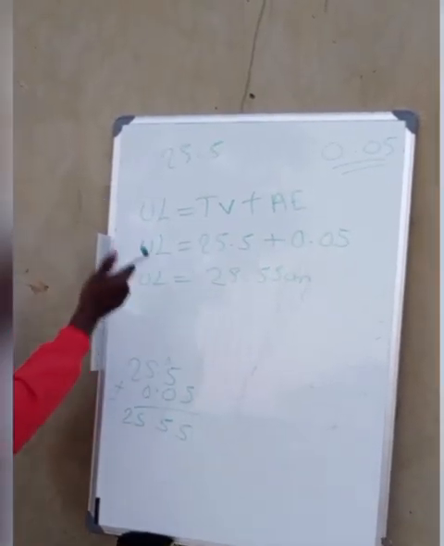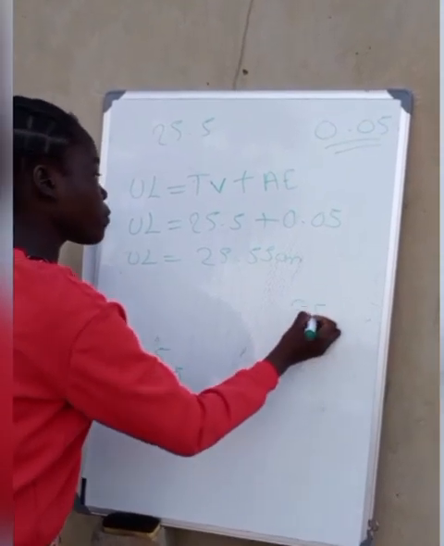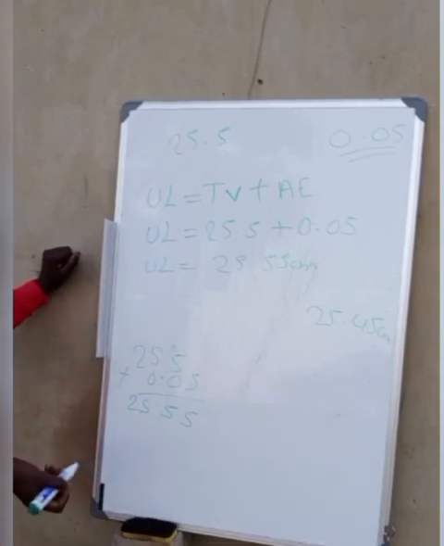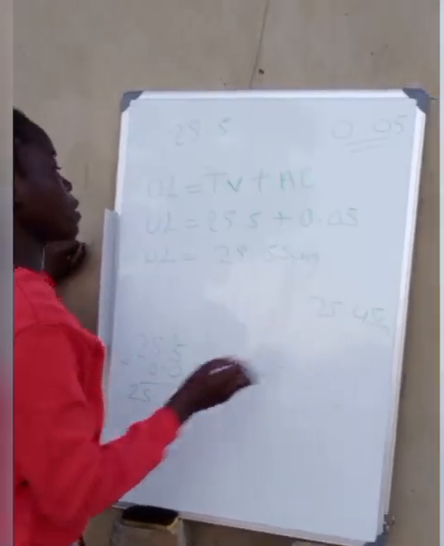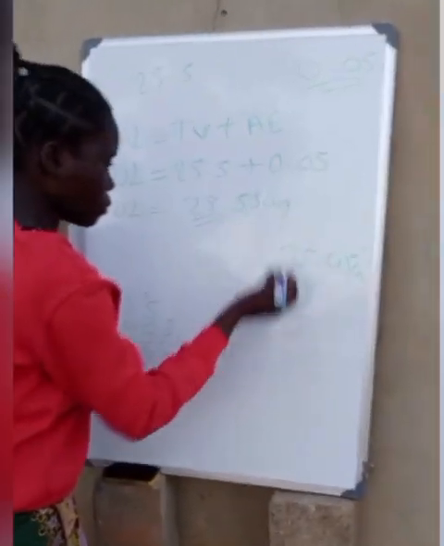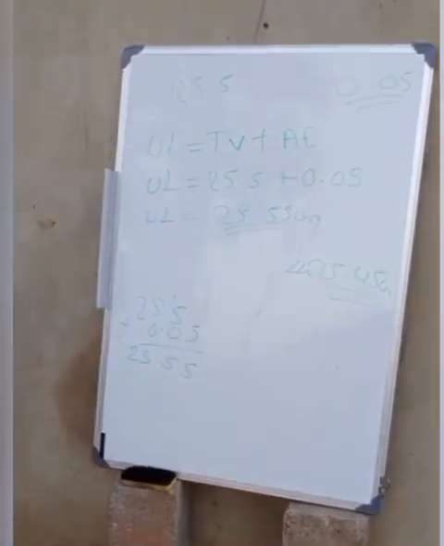So our lower limit was 25.45 centimeter. That was our lower? Yes. And our upper is 25.55 centimeter. You can underline it. So this marks the end.